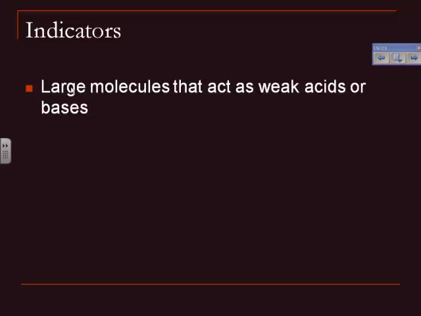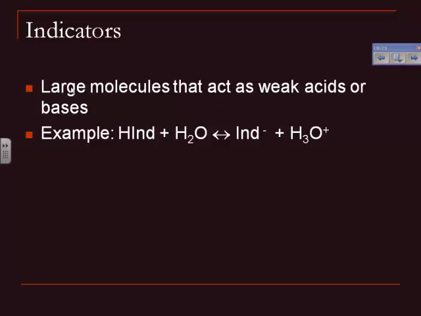An indicator is a large molecule that can act as a weak acid or base. So you have, for example, here I've just taken the molecule and called it IND. It would be some large, usually organic molecule. When it has the hydrogen, it acts as an acid. When it doesn't have the hydrogen, it acts as the conjugate base. The acid and the conjugate base are different colors, so whether there's more of the acid or more of the conjugate base will determine the color of the solution.